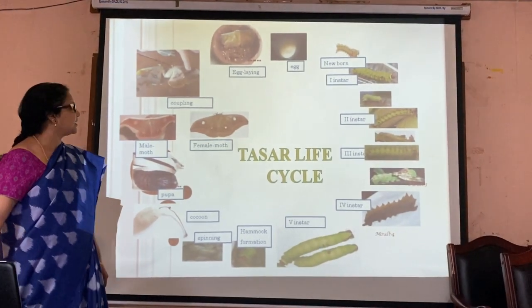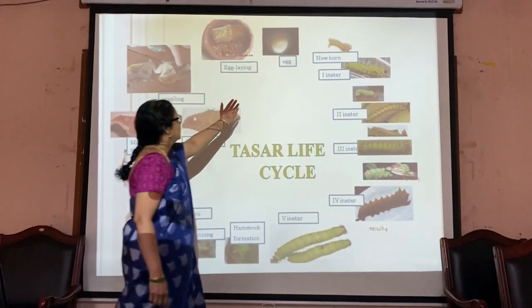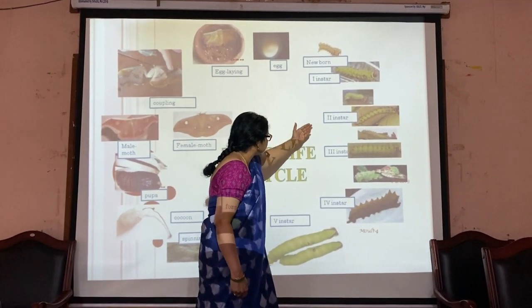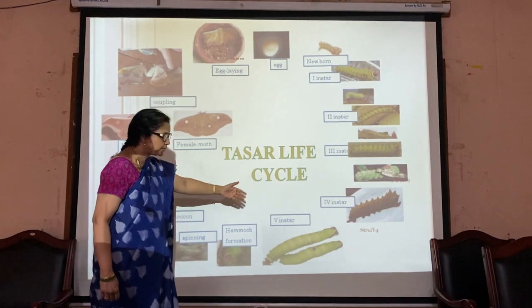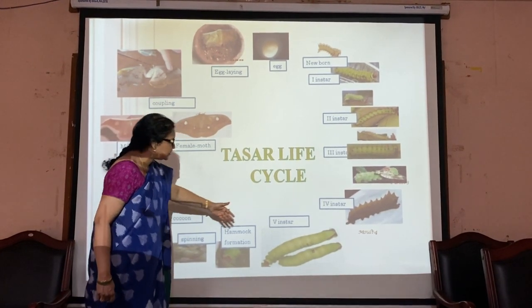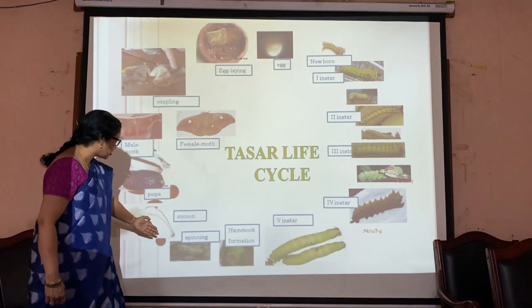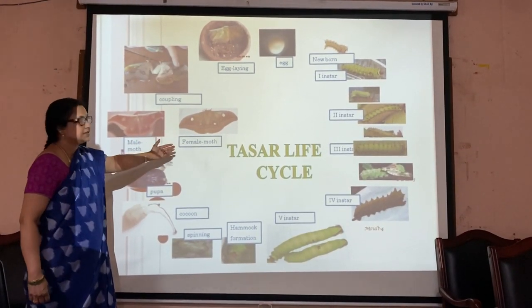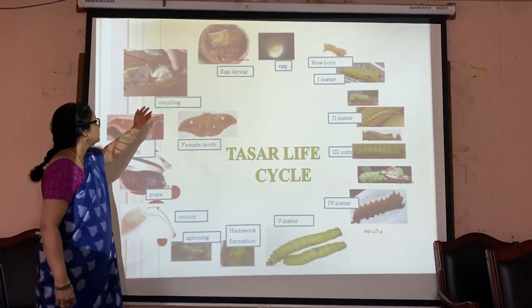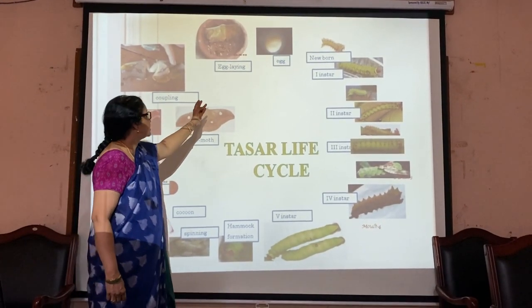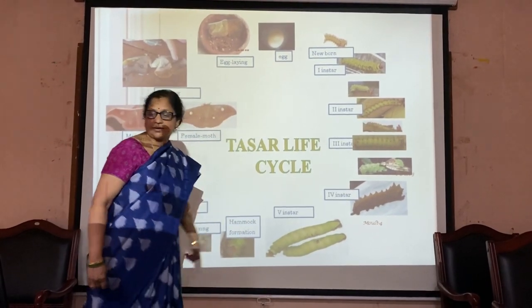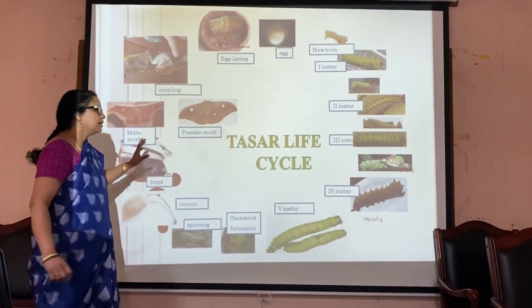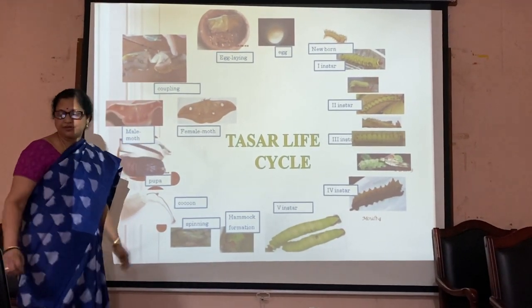and this is the life cycle of Tasar silkworm. You can see the egg has been hatched into the newborn. It undergoes five instars, first, second, third, fourth, and fifth instars, interspersed with moulting. This is the hammock formation, spinning, cocoon, pupa, and male and female moths. These two undergo coupling and give rise to the eggs, and from the eggs again the life cycle goes on. So I have shown this life cycle because we have done some breeding experiments using male and female moths.